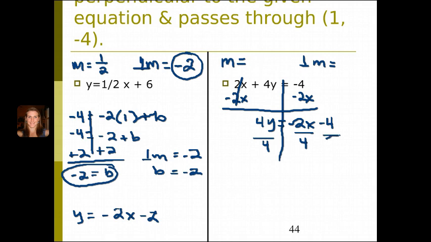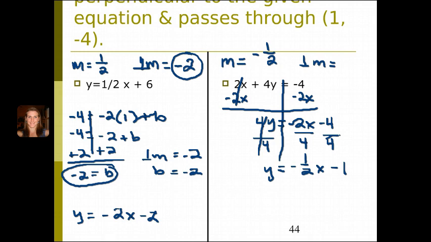And you get that y equals -1/2 x minus 1. All right, so the slope of the given line is -1/2. So now I need to find the perpendicular slope. The opposite of a negative is a positive, and if I flip my fraction, I have 2 over 1, which is simply a positive 2.